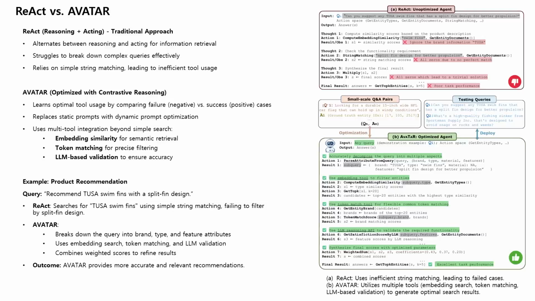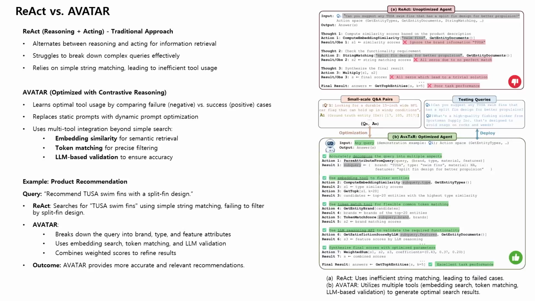Today, I will introduce two different approaches for tool-augmented reasoning, ReAct and AVATAR. ReAct, which stands for reasoning and acting, alternates between thinking and taking action. It retrieves and processes information step by step. However, it has several limitations. First, it struggles to break down complex queries into actionable steps. Second, it often relies on simple string matching, which leads to inefficient tool use. Lastly, this results in inconsistent performance, especially for multi-step reasoning tasks.